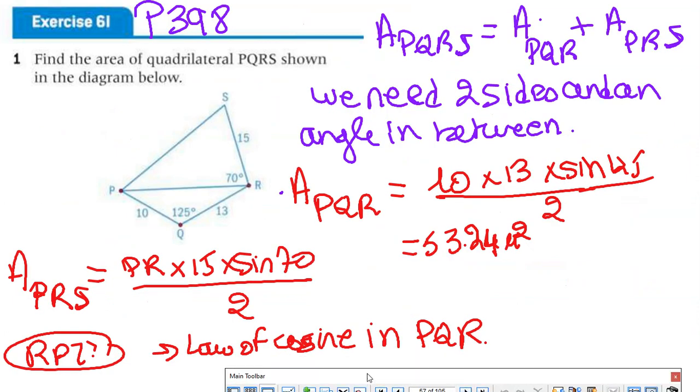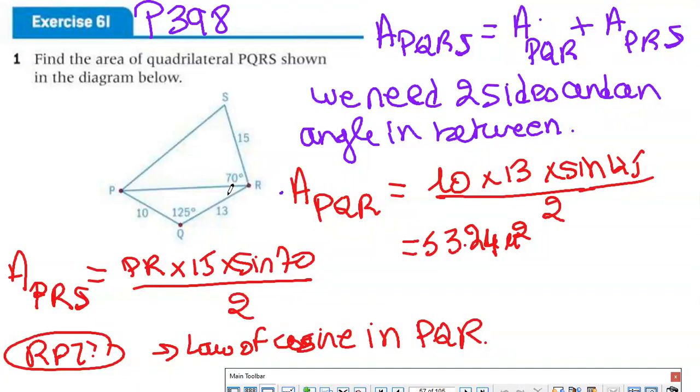Now let's start some applications. And still in those exercises, we're going to use the law of sine, law of cosine, the ambiguous case of the sine, everything. Find the area of the quadrilateral PQRS as shown in the diagram below. If I look at this quadrilateral, it is formed by two triangles. So to find the area of this quadrilateral, I need to find the area of the triangle PQR and then add it to the area of the triangle PRS.